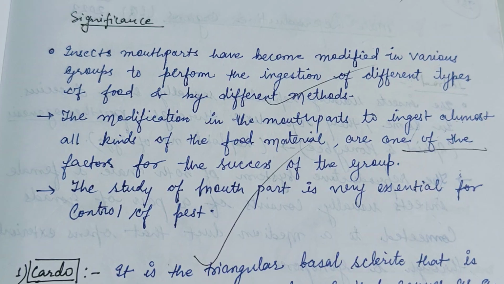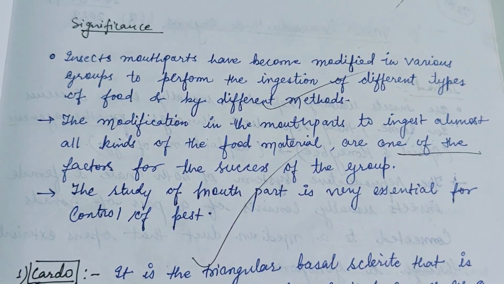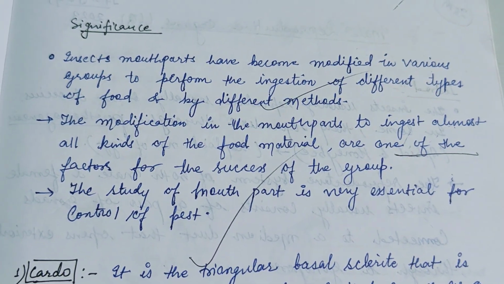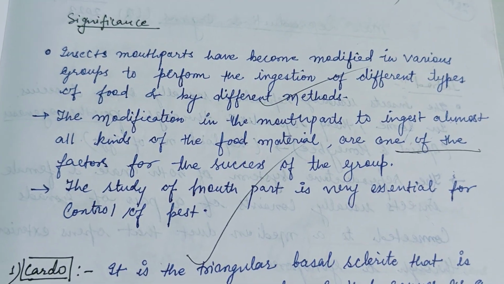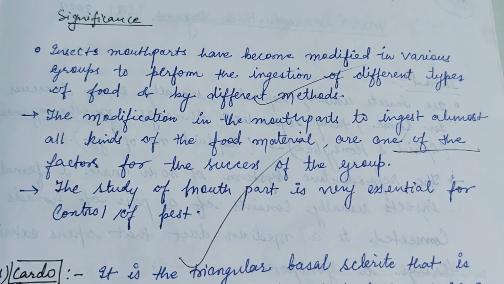The significance of the mouth part is that it has become modified in various groups to perform the ingestion of different types of foods and by different methods. The study of mouth parts is very essential for the control of pests.